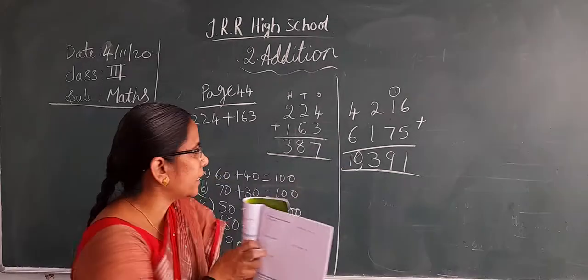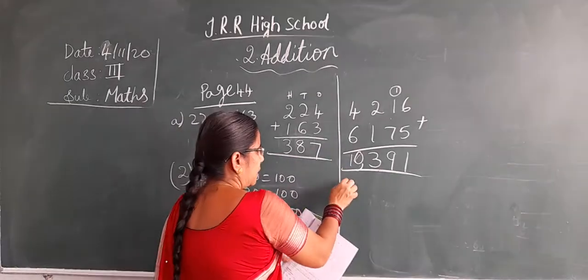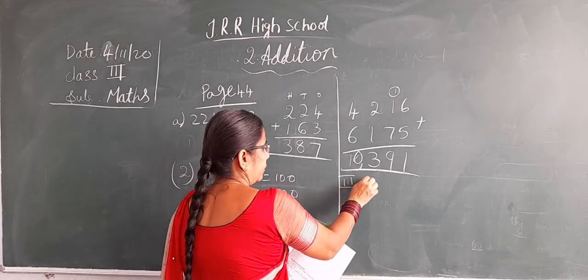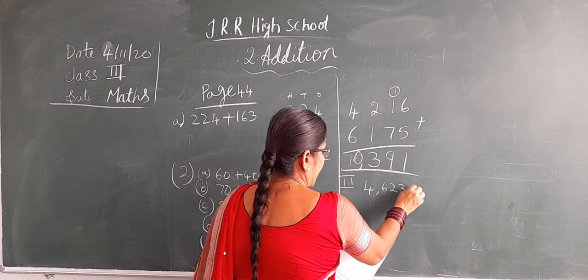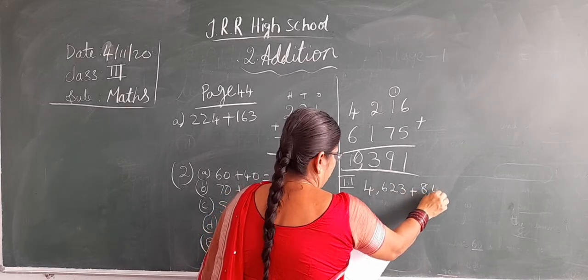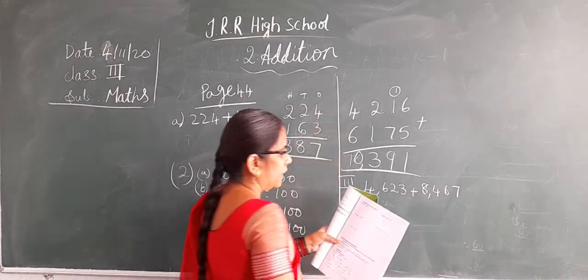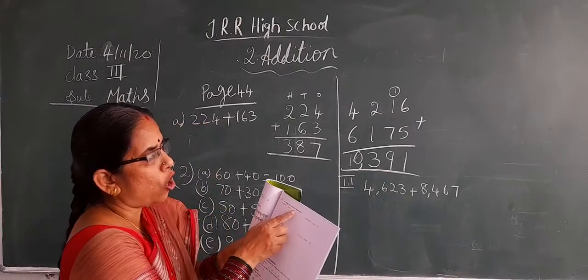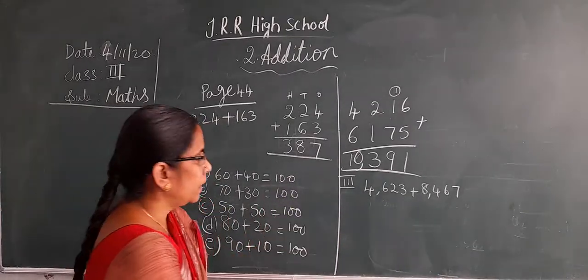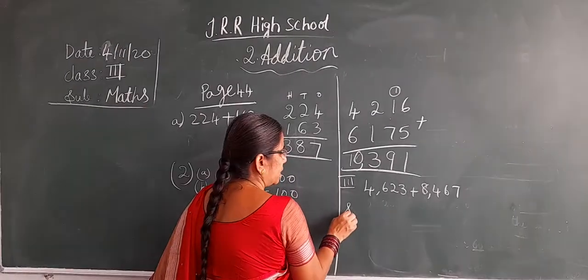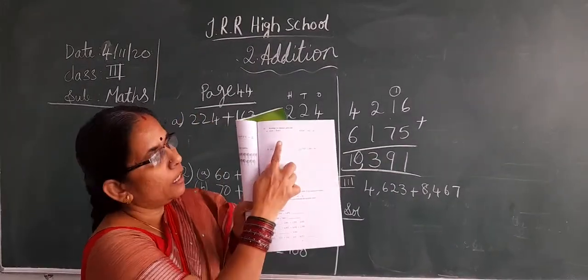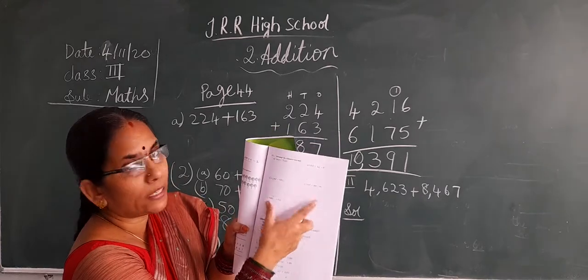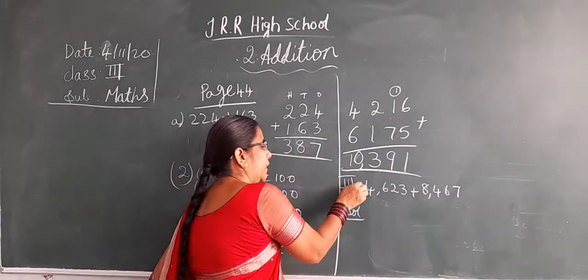These additions are there, row wise additions. Third bit: 4623 plus 8400 367. Like this they have arranged it in a row, and you must write it column wise. Down place is also there. Here only you can write. Here down place is there, so you can write here only. No need to write in the classroom.